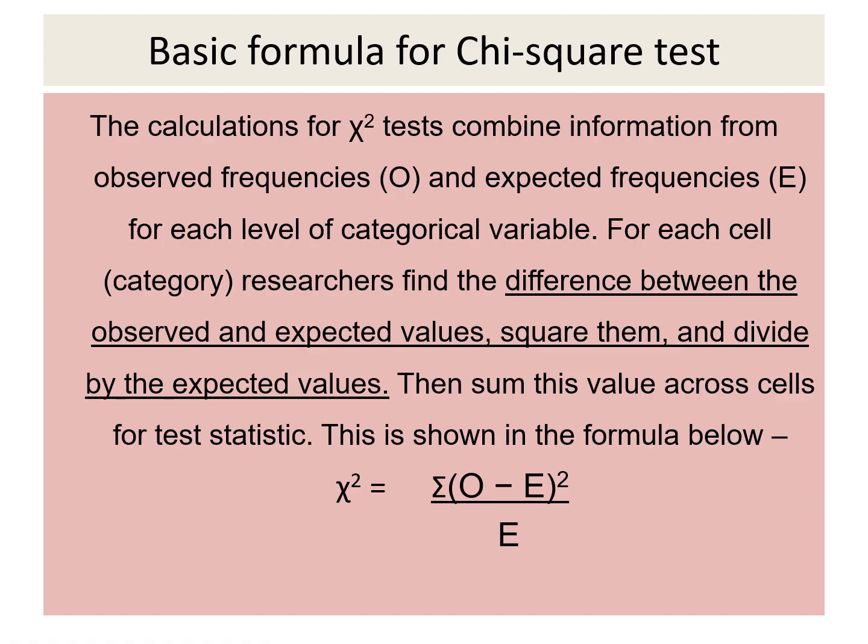Here is the basic formula for the chi-square test. The calculation combines information from observed frequency O and expected frequency E for each level of a categorical variable. For each cell category, researchers find the difference between the observed and expected values, square them, and divide by the expected values. The sum of this value across cells forms the test statistic, as shown in the formula below. So chi-square itself is a ratio.